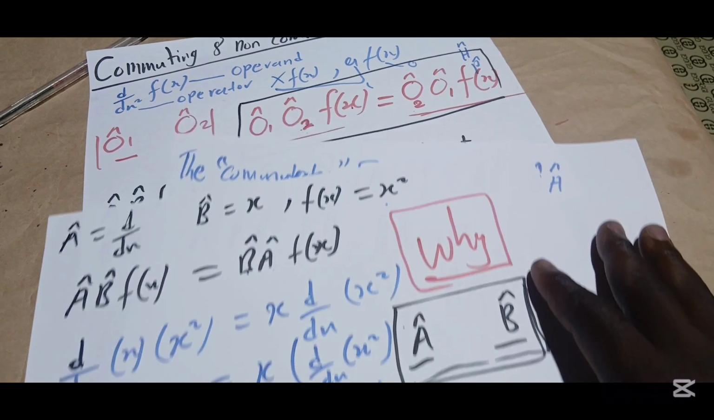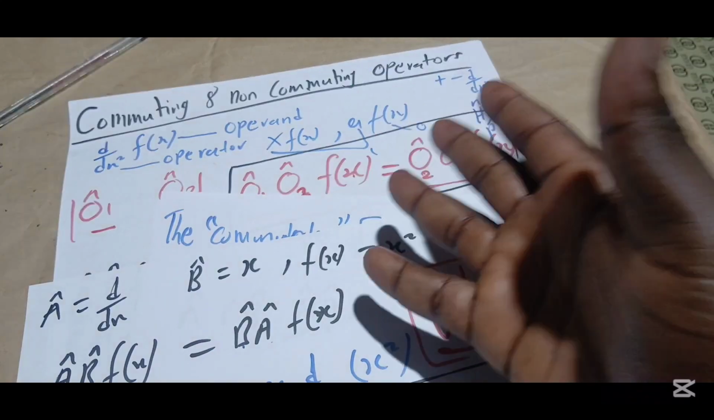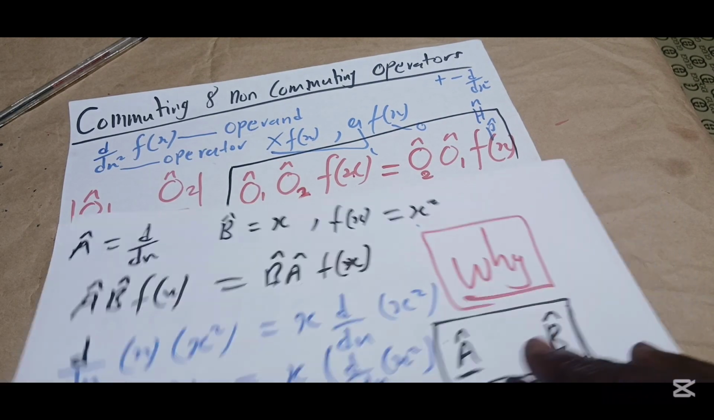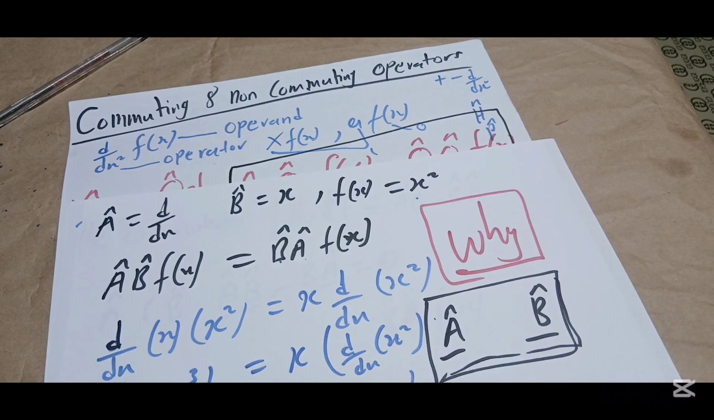So your takeaway: commuting operators and non-commuting operators. We need this because sometimes you might want to make two measurements simultaneously. So if that is what you want to do, then the operators representing the two different measurements should commute before you can proceed, or before you can predict the possibility of your result.